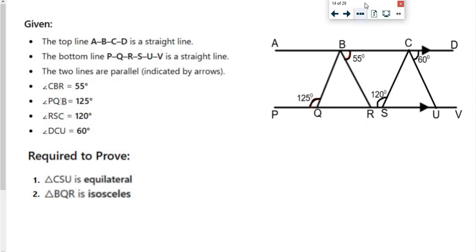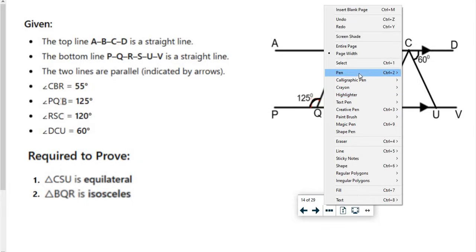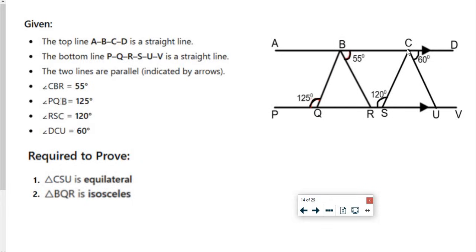Next question. Given the top line ABCD is a straight line and the bottom line PQR is a straight line also. The two lines are parallel as indicated by the two arrows here. Angle CBR, let me show you the angles they are talking about. Angle CBR, that angle is 55. PQB, this angle here is 125.